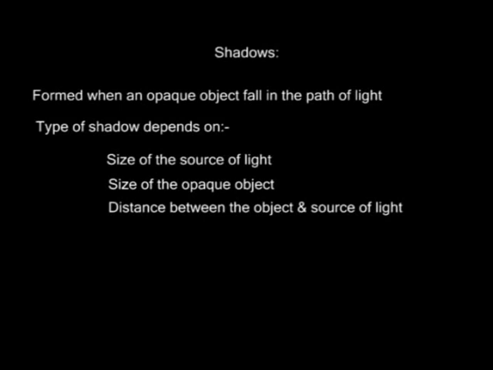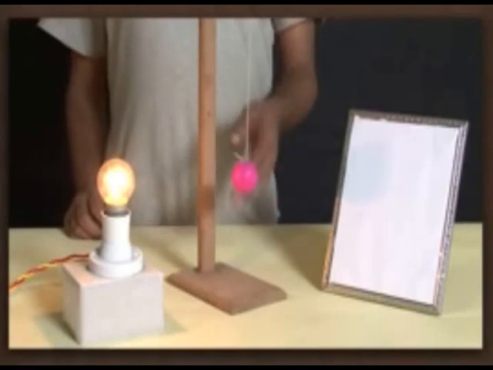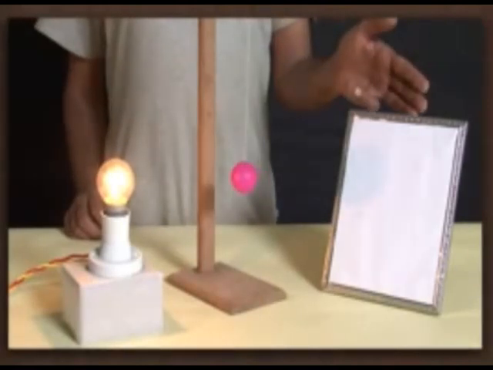If you ever carefully looked at a shadow, you might have noticed that a dark shadow is surrounded by a slightly light region. Let's observe a shadow closely. We need a bulb, a round object like a ball suspended from a support, and a white screen. We place them in a straight line, keeping a suitable distance between them, and then we switch off all the other lights.